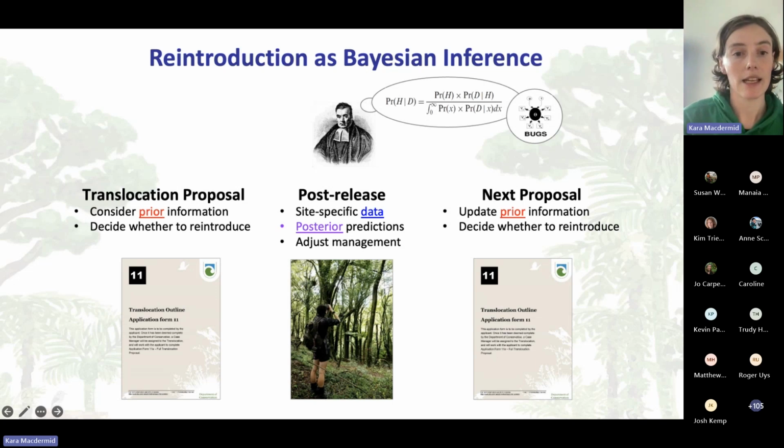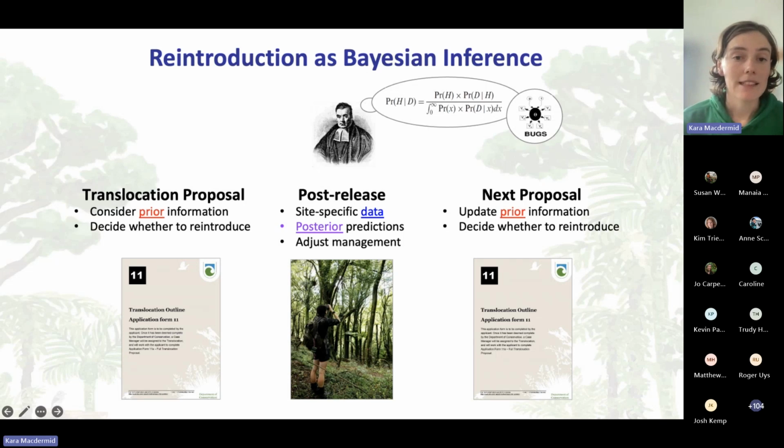Once you have reintroduced or translocated individuals, you can collect site-specific data through monitoring methods for the individuals and for things like rats. In New Zealand, many of our species that we're reintroducing are limited by rats or other pests, and that can be taken into account too. This data can then be combined with the prior models or the prior data that you had using Bayesian methods, which can again increase the accuracy of predictions and allow for more informed management decisions to then be made.